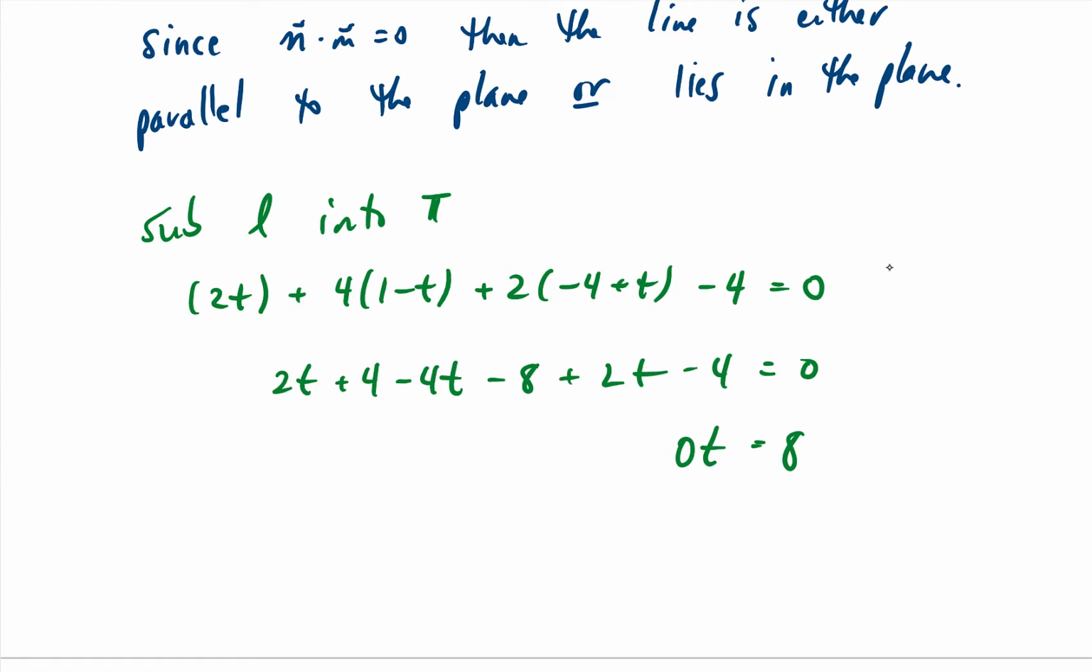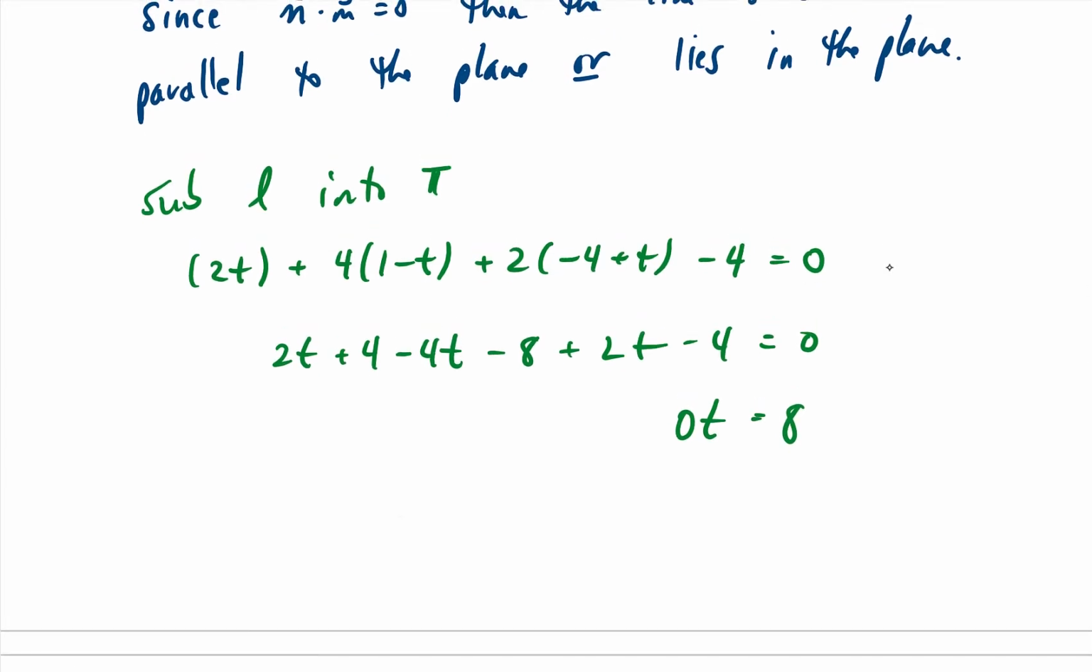So we end up with the following equation, 0t equals 8. So here's my question for you. What value of t can I put into this equation so that 0 times t equals 8? Since 0t equals 8, this means there's no value of t which satisfies this equation. So there are no points at which the line intersects the plane. So this means that the line must be parallel to the plane.